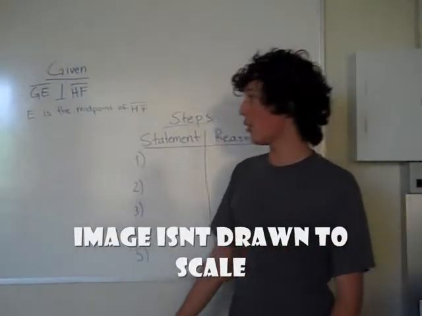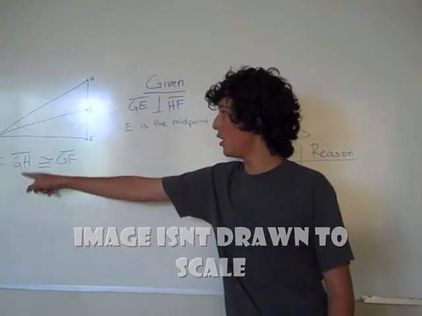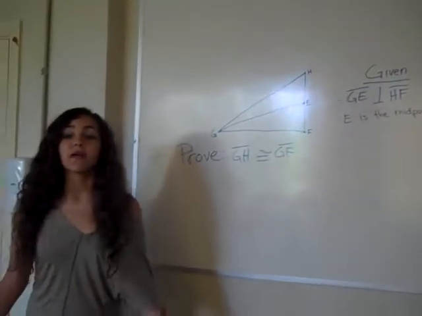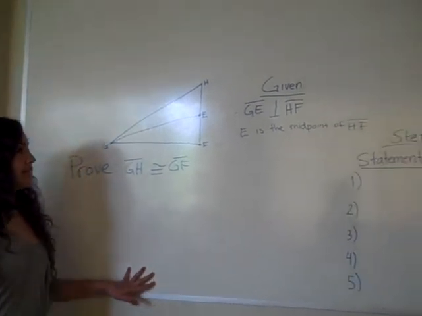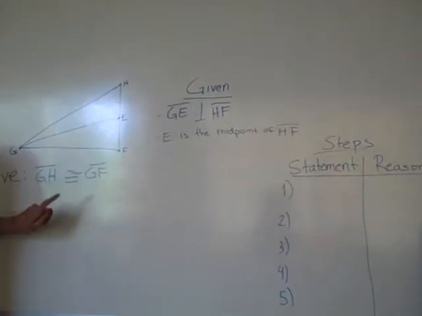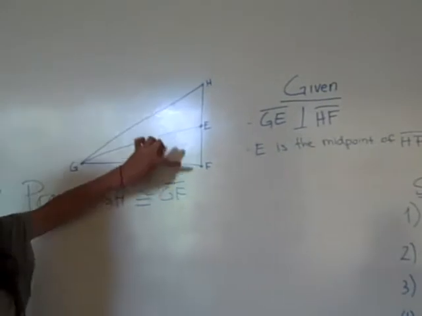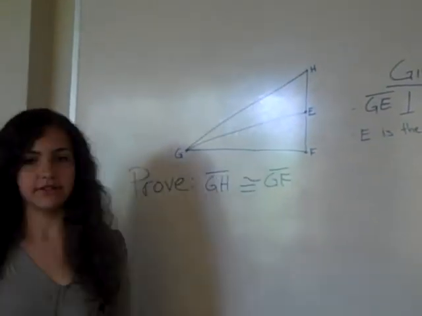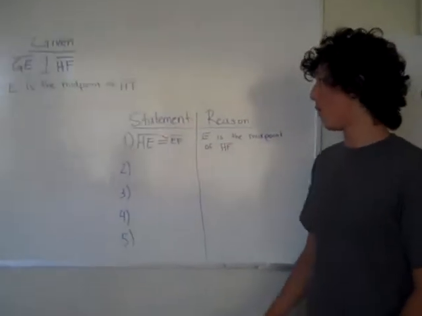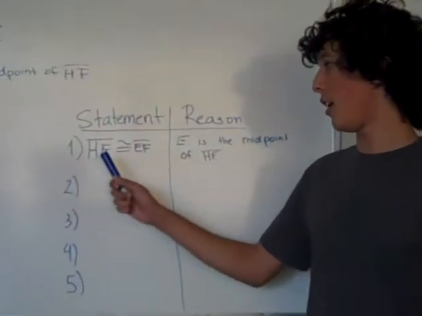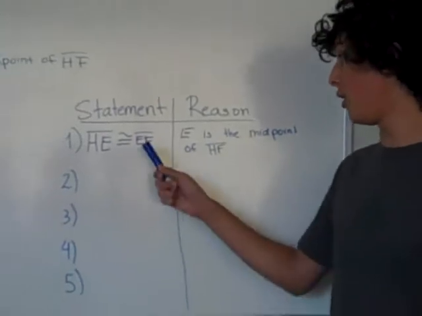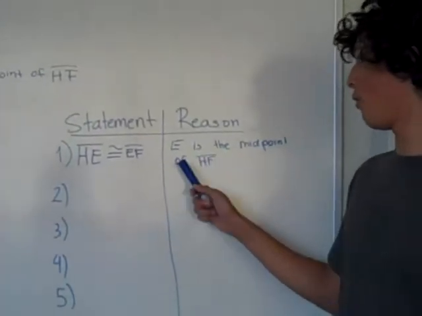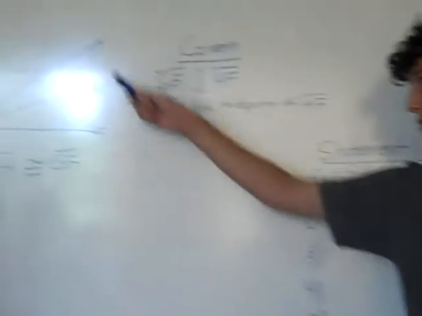Hi, we're here to show you how to prove that line GH is congruent to line GF. So, what is given? What is given is that line GE, this line, is perpendicular to line HF, and that E is the midpoint of line HF, which is this line. So, the first statement is that line HE is congruent to line EF. And why? It's because E is the midpoint of line HF.